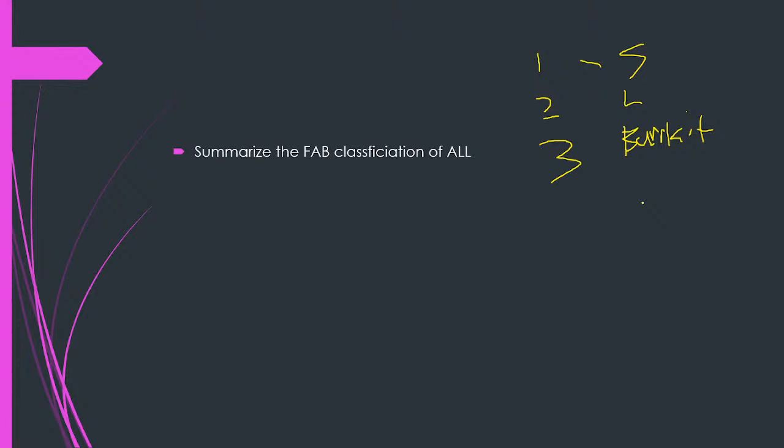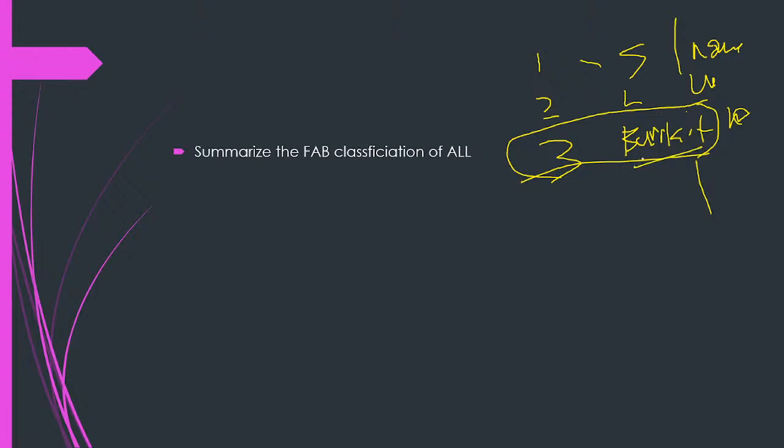Burkitt's lymphoma. Burkitt's leukemia. Another name for this one. Now, what is the cell distribution? It is homogeneous for FAB1. It's heterogeneous for FAB2. It is also heterogeneous for FAB3, but with the presence of Burkitt cells. All right.